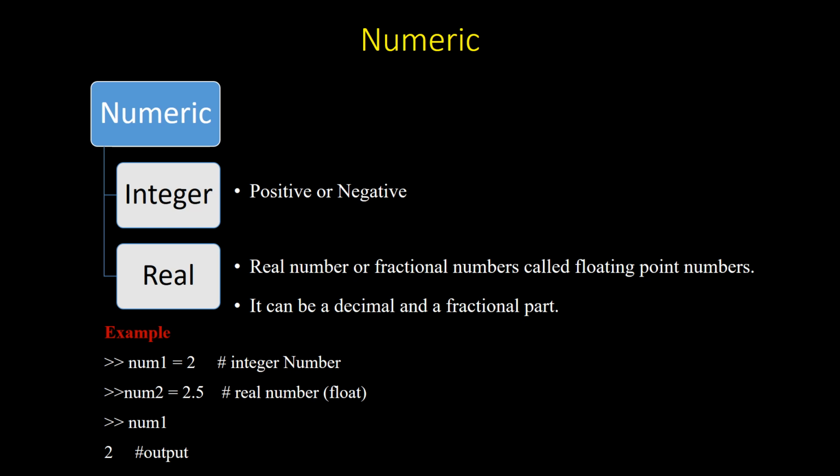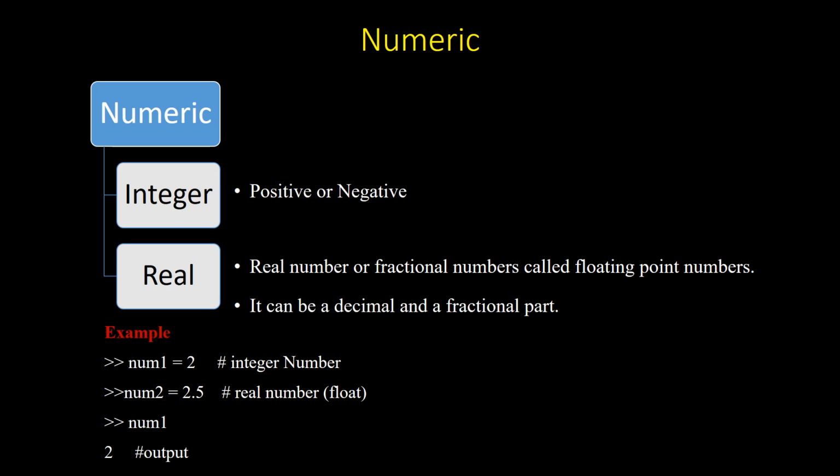Numeric. Numeric can be classified into two types: integer or real. Real means a fractional number. An integer can be positive or negative. The real or fractional number is called a floating point number. It can be a decimal and also have a fractional part.